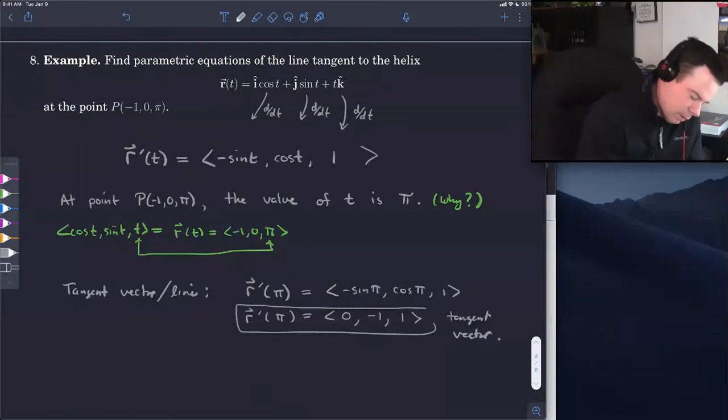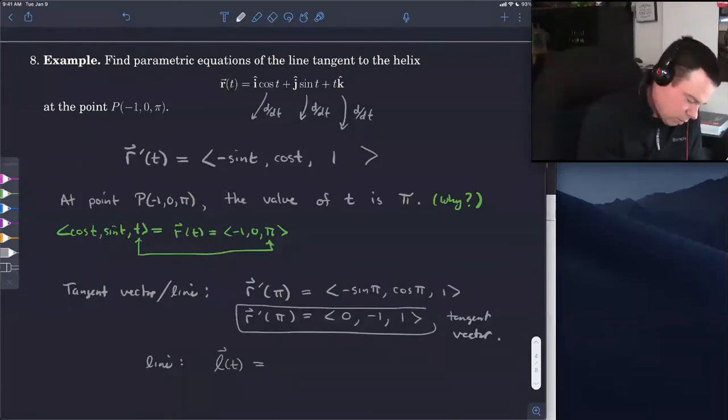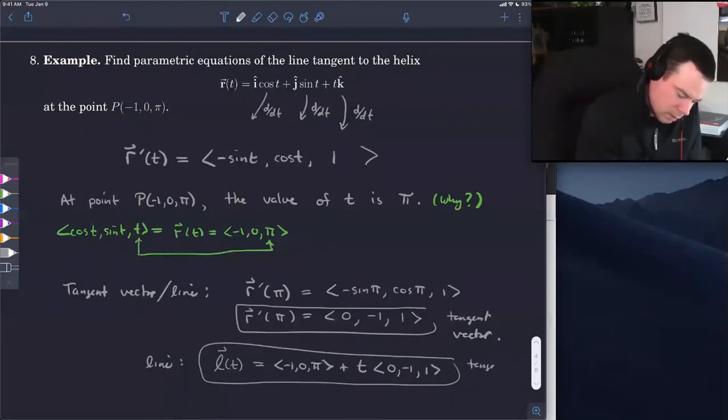And now we want to find the line. So the line, maybe I already wrote line above, but we'll do it here. That's our tangent vector. And so now the tangent line is going to be, since r has already been used to denote the curve, I like to use a script L to denote the line. So what's our tangent line? We need to know a point on it. We do. That's (-1, 0, pi) plus t times the tangent vector, (0, -1, 1). And so that's our tangent line.